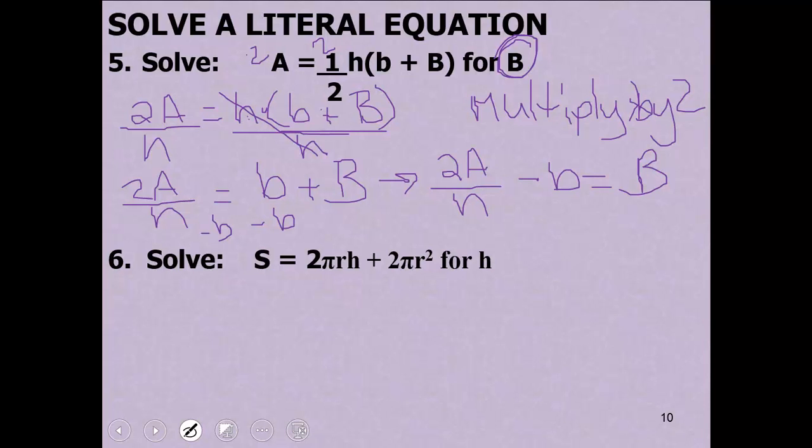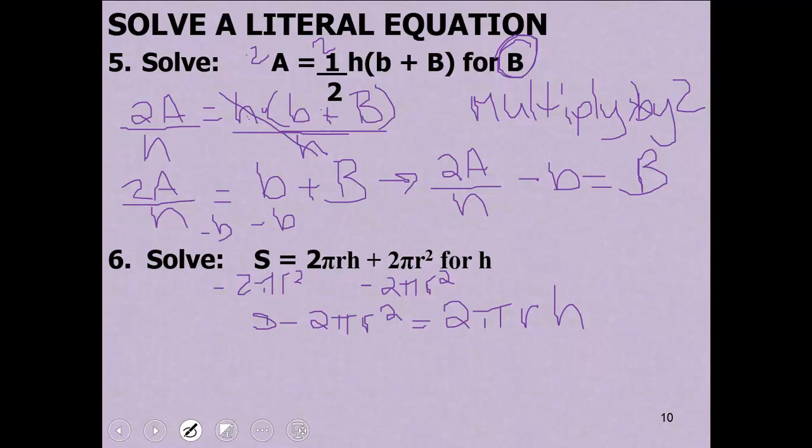All right, we're going to solve this next one, number 6. We're going to solve it for H. I have 2 terms over here. One of those terms doesn't have anything to do with H. So I've got to move it by subtracting 2 pi r squared from both sides. The 2 pi r squared is not the same thing as s, so I can't combine them. So I have s minus 2 pi r squared equals 2 pi r h.